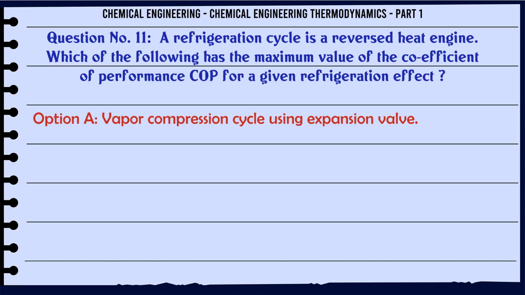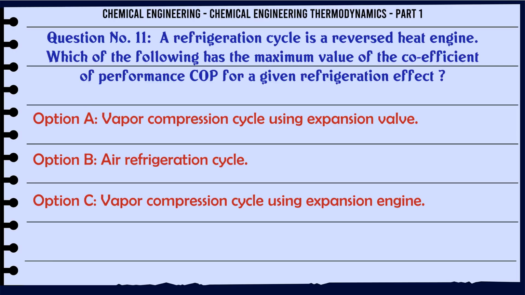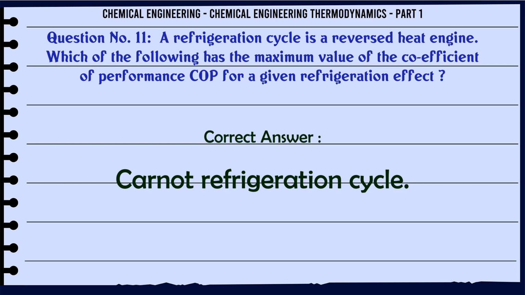A refrigeration cycle is a reversed heat engine. Which of the following has the maximum value of the coefficient of performance COP for a given refrigeration effect? A. Vapor compression cycle using expansion valve, B. Air refrigeration cycle, C. Vapor compression cycle using expansion engine, D. Carnot refrigeration cycle. The correct answer is Carnot refrigeration cycle.